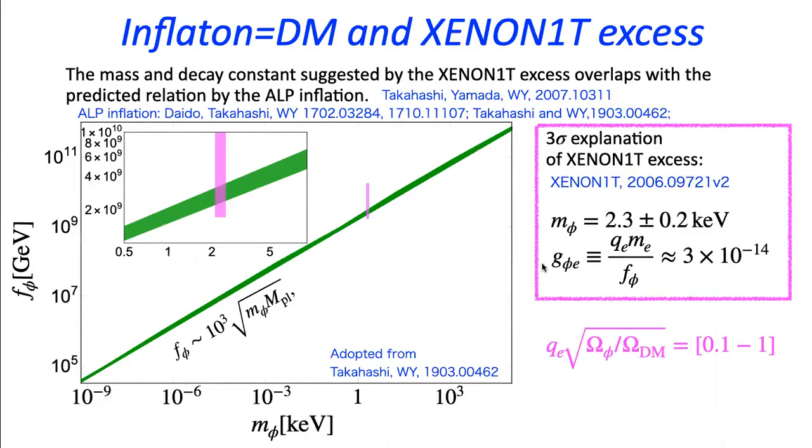I will be talking about the ALP inflation. And I show that there is a relation between the mass and the decay constant predicted by the ALP inflation. And this relation shown in this figure is consistent with the mass and decay constant suggested by the XENON1T excess in this pink region. So in the following of this talk, I will discuss in detail about this coincidence.